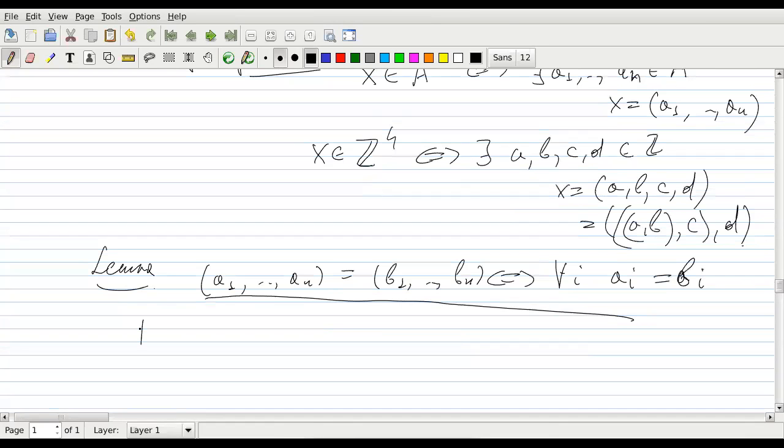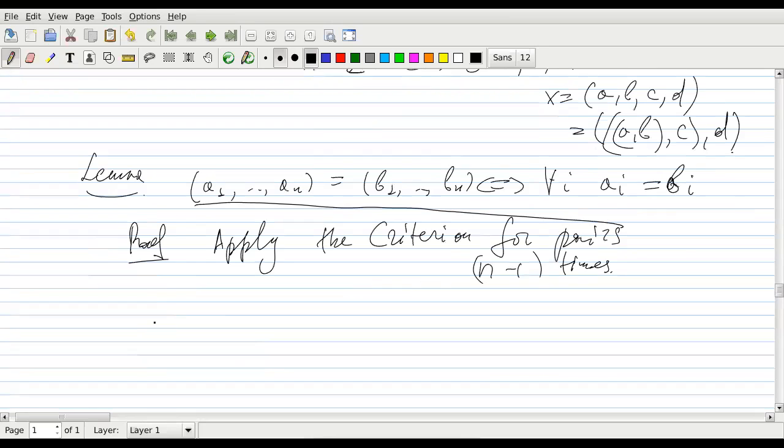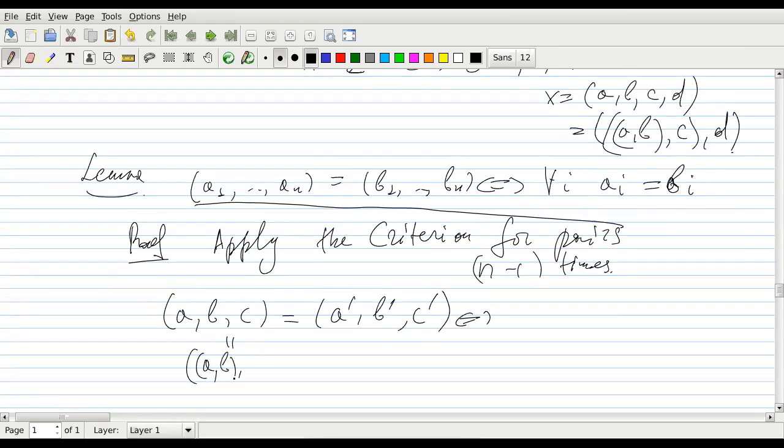Yes. Of course, how is it possible to prove it? Just apply the criterion for pairs, in fact, n minus 1 times. Let's do that for, say, 3. When this one equals this one, B prime, C prime. That means that, you know, this is just this set, and this is this one.